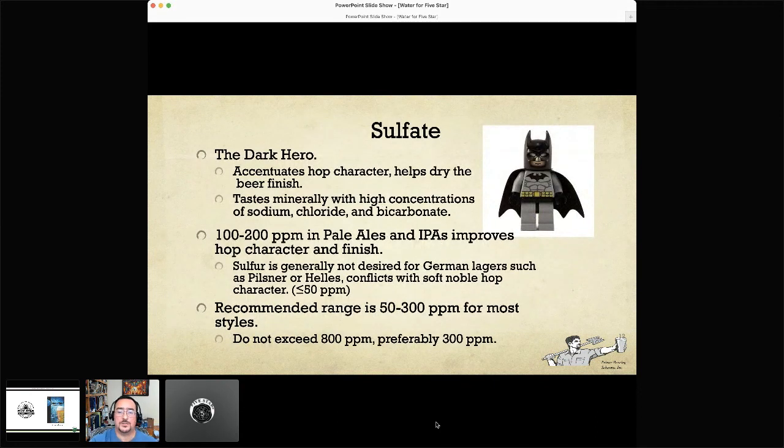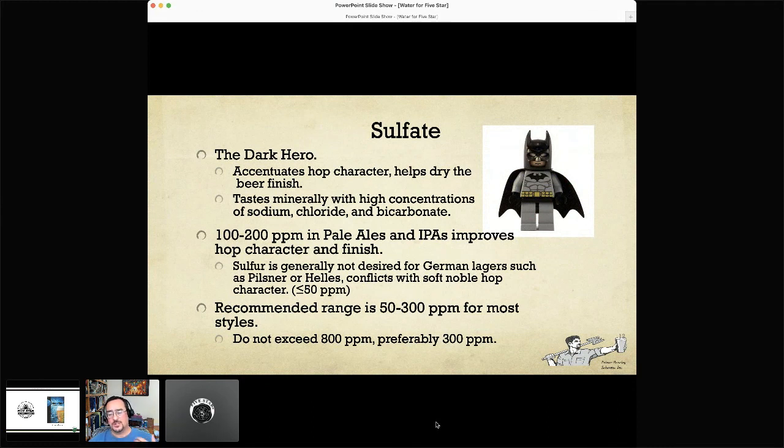Okay, moving on to the flavor ions. Sulfate. Sulfate accentuates hop character, helps dry out the beer finish, but it can taste minerally in conjunction with high concentrations of the other ions. 100 to 200 ppm in pale ales and IPAs tends to improve the hop character and finish, kind of drying out the beer, making that hop character more assertive, but also fading faster from your palate.